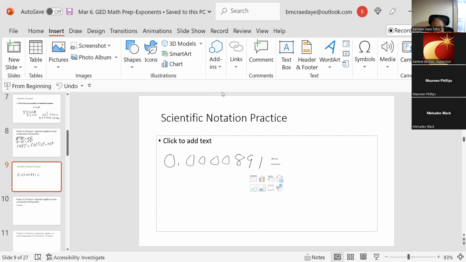The power will be 6. What would be the coefficient? Once you move the decimal point, the number in front of the base 10, what would that be? So that'd be 1, 2, 3, 4, 5. So your decimal point is here. Where are you moving it? Between what two digits? The decimal point is right here. So where would you move it?